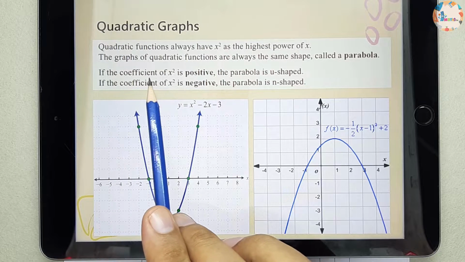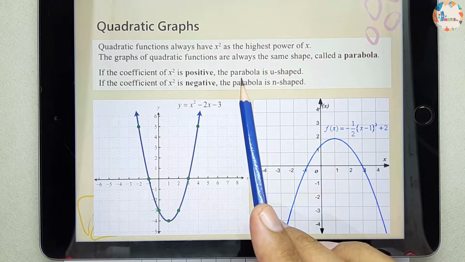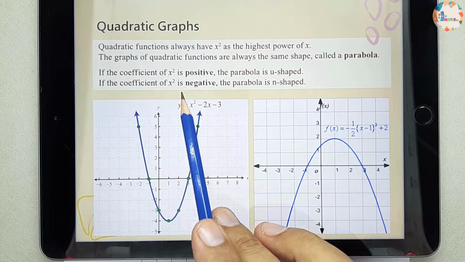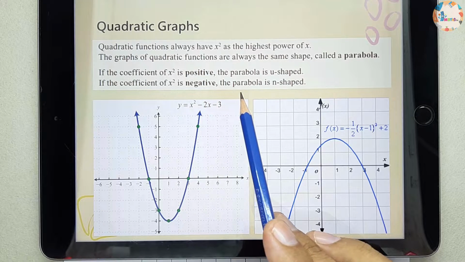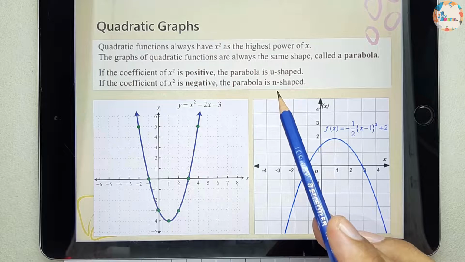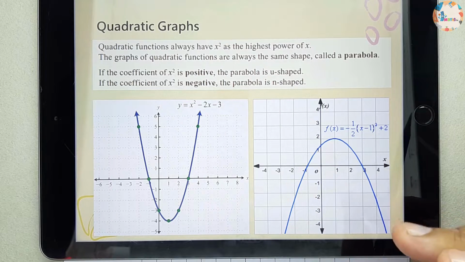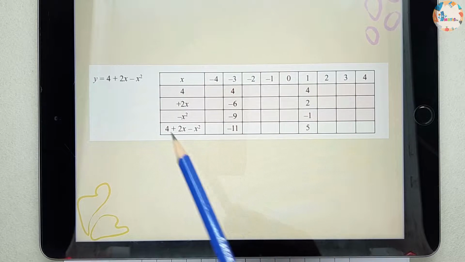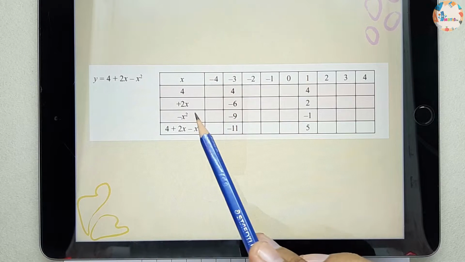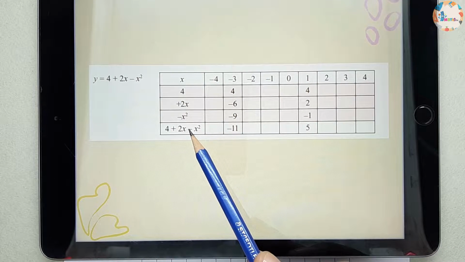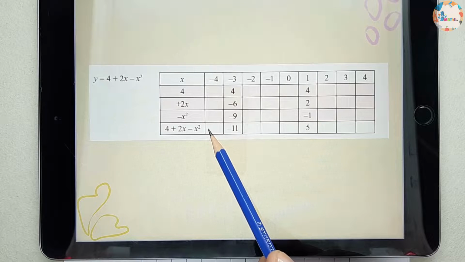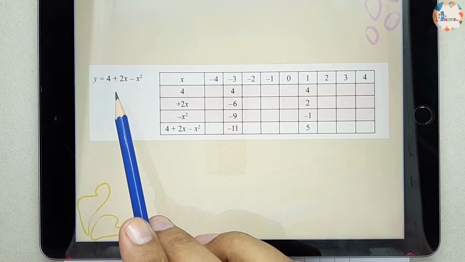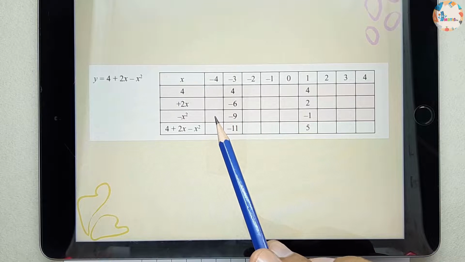Or we can say that if the coefficient of x square is positive, the parabola is u-shaped or opening upward. If the coefficient of x square is negative, then the parabola is opening downward, or we can say it will be n-shaped. Now in exam questions, sometimes they give only the equation, and sometimes they give a table of this format, and we have to complete that table. I'll tell you how you can use a calculator easily to complete this form of table.